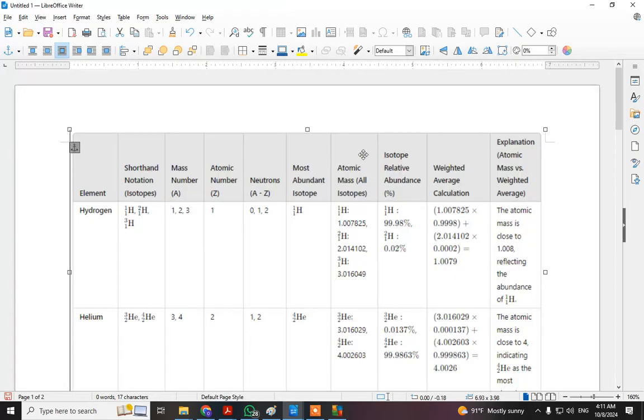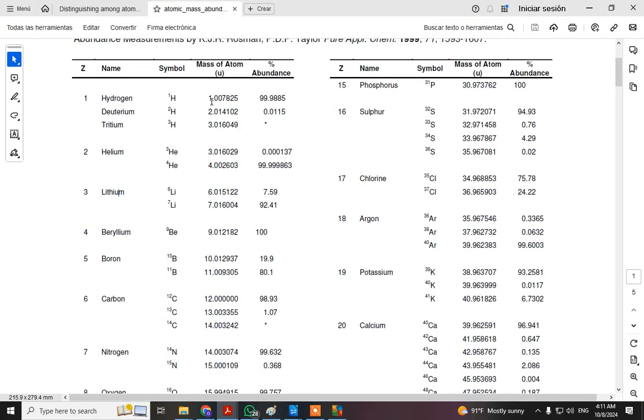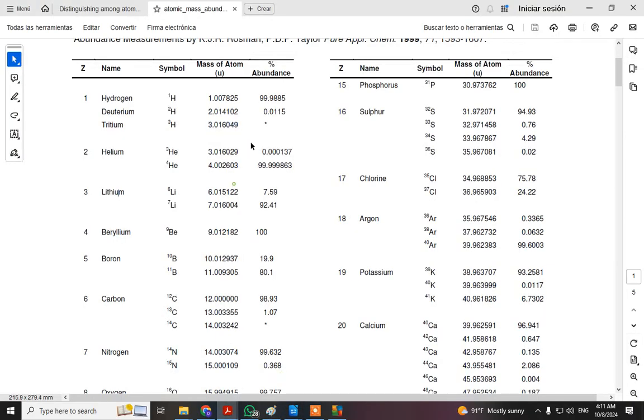Moving on, atomic mass of all the different isotopes. Right, you can get that information as well from here. Atomic mass of each one, you write it down, and then the relative abundance. I've already explained that some of the values in here are negligible because they're virtually non-existent, right? If that's the case, you don't need to include them, obviously.